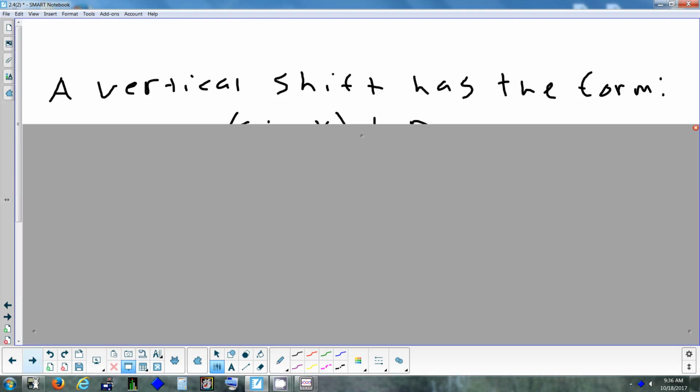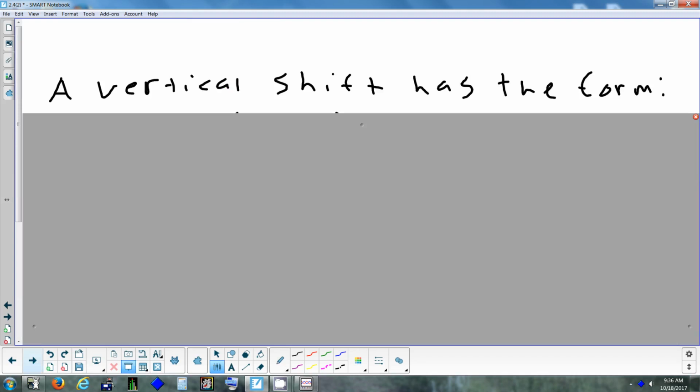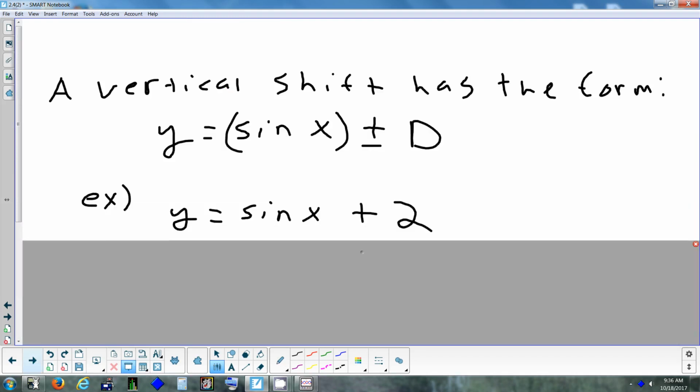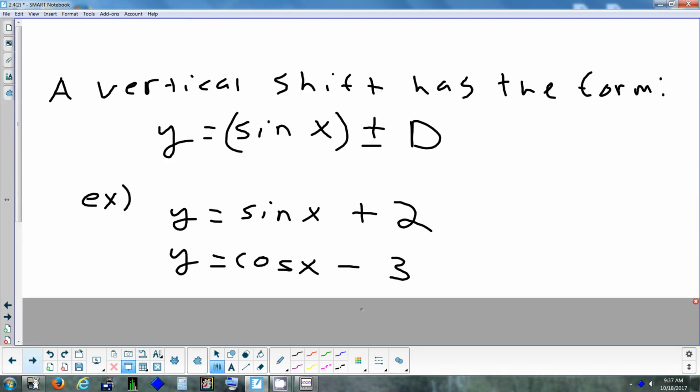And the last one we're going to do a couple examples of is a vertical shift. Now, a vertical shift looks something like that. You add or subtract a number on the end. So there's an example. Sine of x plus 2. Cosine of x minus 3. One of these is going to shift up, one of them is going to shift down.